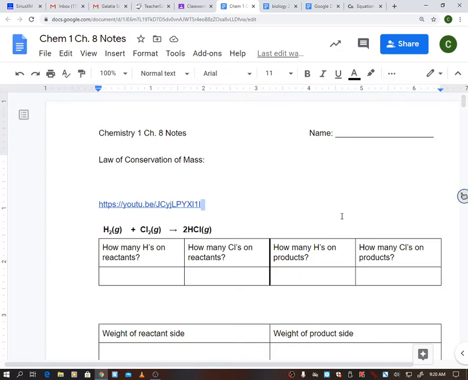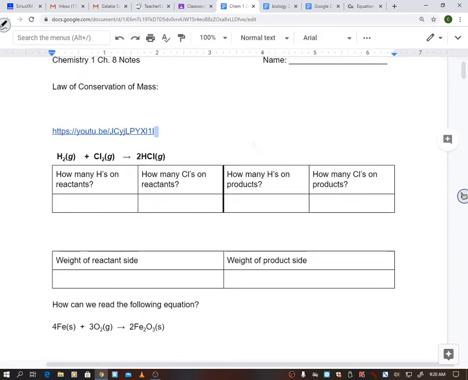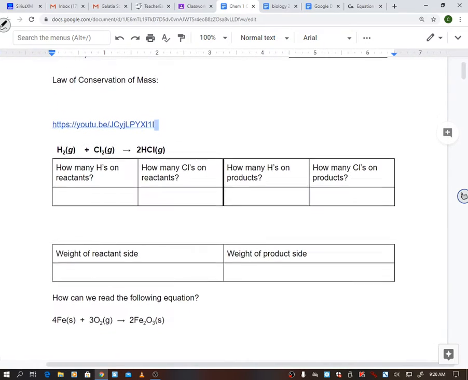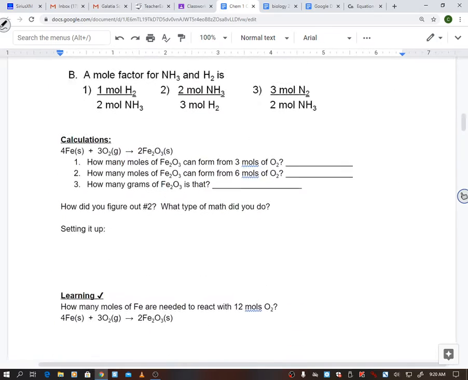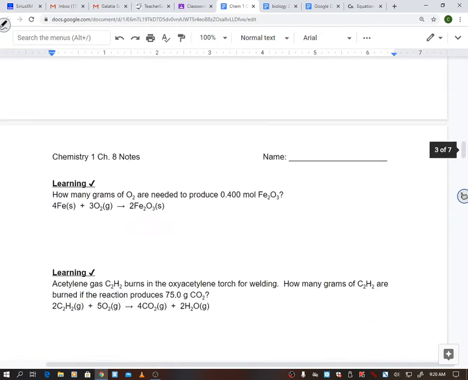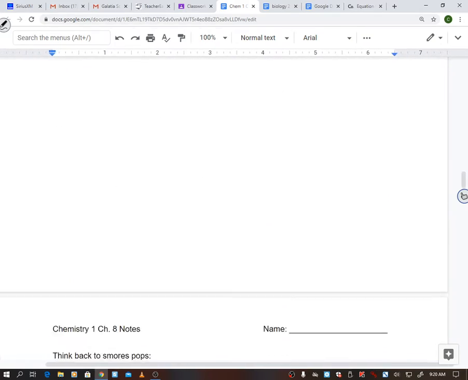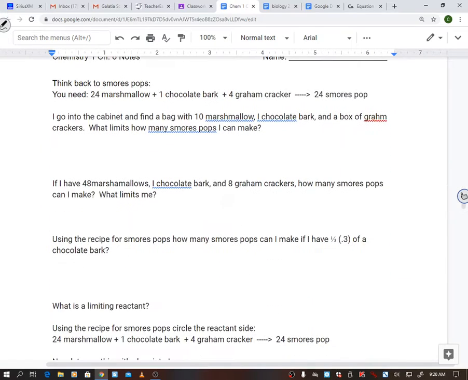All right, guys, we are going to look at section 8.3 today. It is all about limiting factors. Let me scroll up here to find it. More math. This chapter is heavy in math.